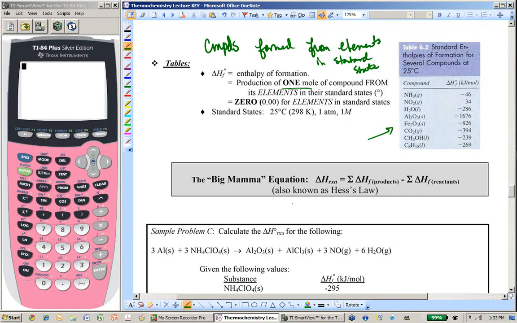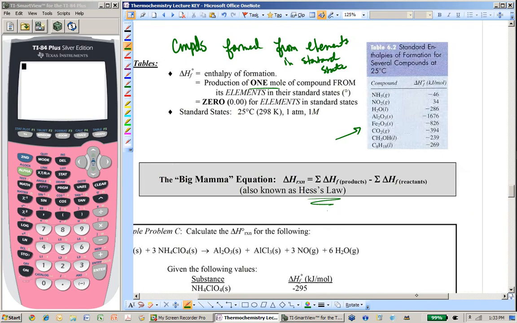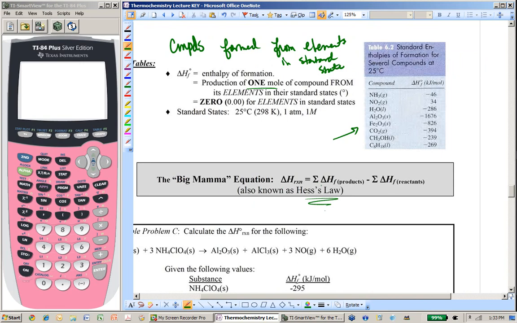So we have Hess's law. I lovingly refer to it as the Big Mama equation. You don't have to do that, and for the love of God, never write that on the AP exam in your free response. You can think it, but please don't write it. It's really called Hess's law. But Big Mama equation is way more fun. All right, and it's simply the delta H of the reaction is equal to the delta H of the products minus the delta H of the reactants.